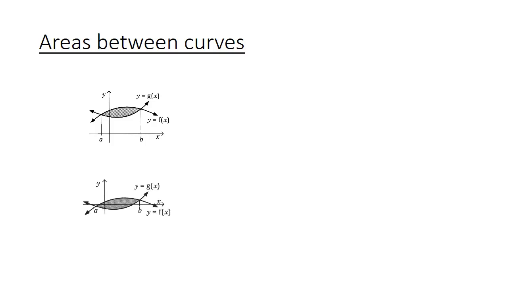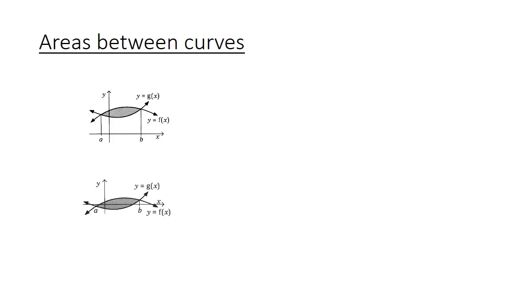We will now learn how to calculate area between curves. So we have two diagrams here. We can see an area bounded by two curves, namely y equal to f(x) and y equal to g(x). y equal to f(x) is the curve above the area, and y equal to g(x) is the curve below the area. We can see that y equal to f(x) and y equal to g(x) intersect at x equal to a and x equal to b respectively.